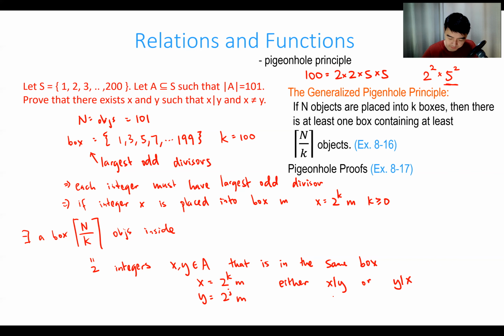So if k is less than j, then x divides y. But if k is greater than j, then y divides x. Okay, and that is our proof. So again, you could probably look at this proof and say there are other ways to make this proof, and this proof is actually quite obvious if you think about it. But this is how we would use the pigeonhole principle strategy in order to make this proof.